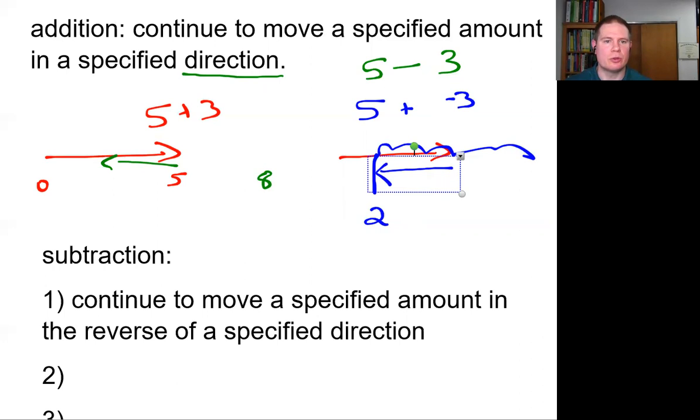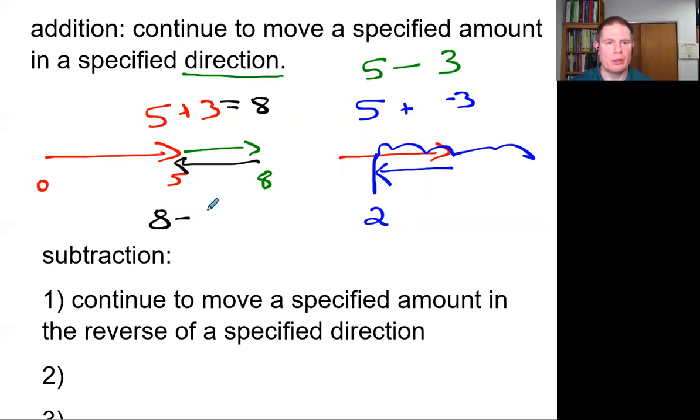So let me undo those two flips so we don't get too confused here, right? So it's counting the reverse of a specified direction. Well, that means one common use of subtraction is instead of saying 5 minus 3, now we're at some brand new number, I'll actually start with the 8. If 5 plus 3 equals 8, then I can start with the 8, back up 3, and that's going to get me back to where I started before, which is 5.